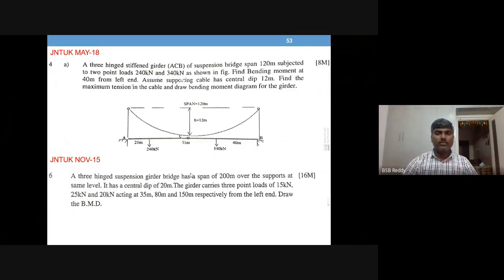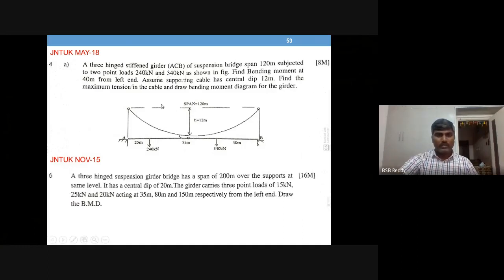Last session we talked about the three-hinged stiffening girder and the procedure to solve it. First we have to take the free body diagram of the cable. Then take the free body diagram of the three-hinged stiffening girder. Then apply the equations, like the moment equation at one end and also the moment equation at the internal hinge. Then solve the problem.